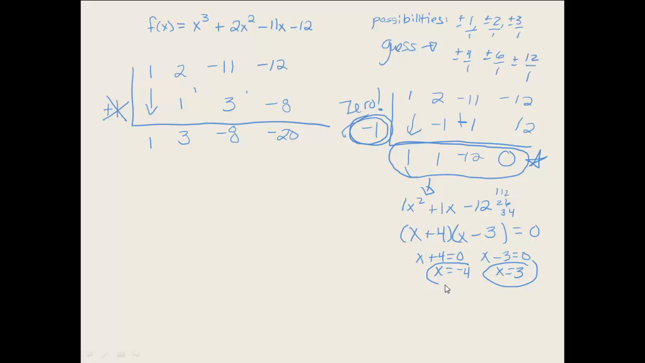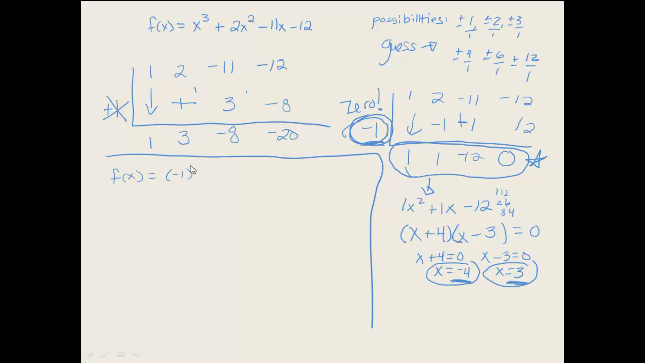So for this particular problem, I got zeros of negative 1, negative 4, and 3. Now I could have also done this using direct substitution. I'm going to go ahead and use the negative 1 right away, since I know that it does work. I could have gone up and plugged negative 1 into my equation.